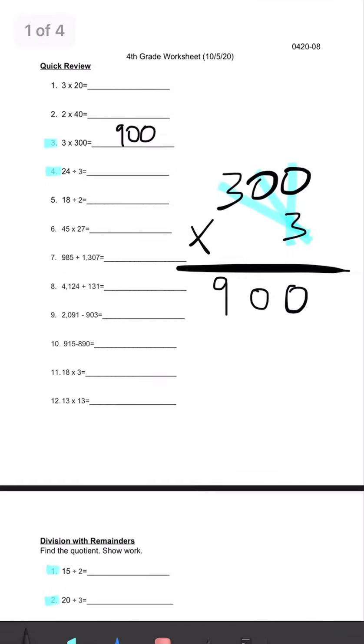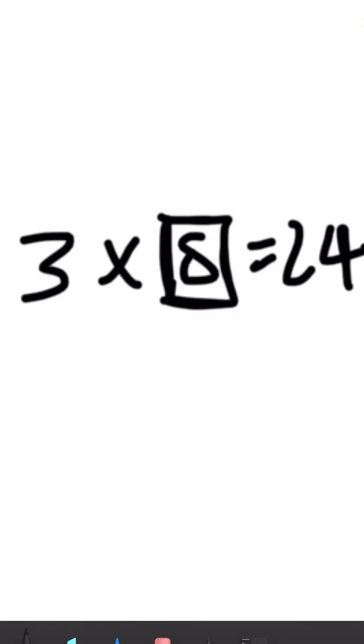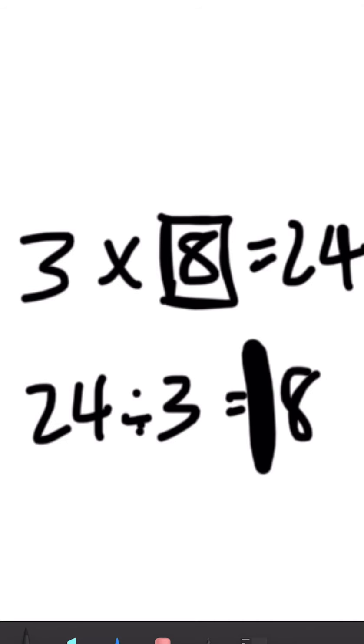Okay, now we'll be doing number 4, which is 24 divided by 3. So when you're solving this problem, you're just asking yourself, 3 times what equals 24? So we know that 3 times 8 equals 24. And to check this, we're going to do 24 divided by 3, which is 8.